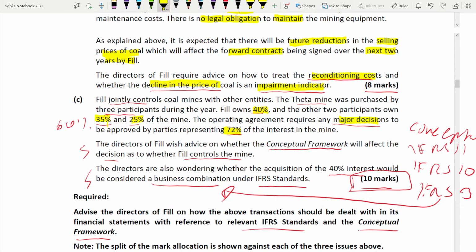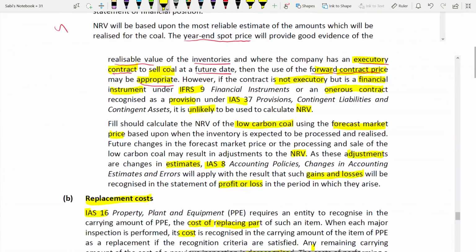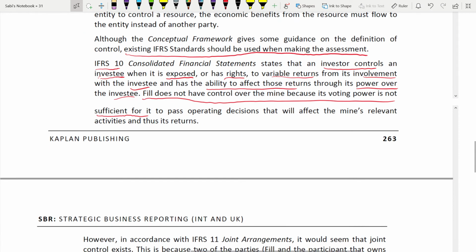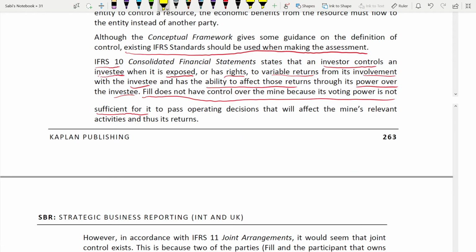But then you have to join with the one who has 35% of the shares. You alone, you don't have control with that 40%. So Phil does not have control over the mine because his voting power is not sufficient for it to pass the operating decisions. You cannot make operating decisions based on the voting power they have.